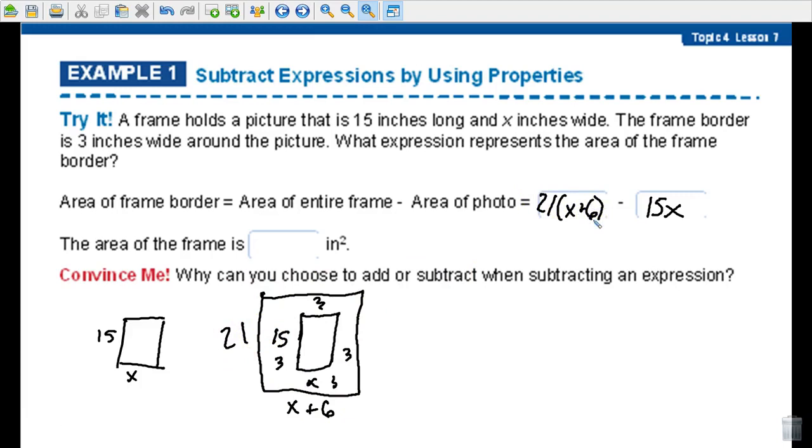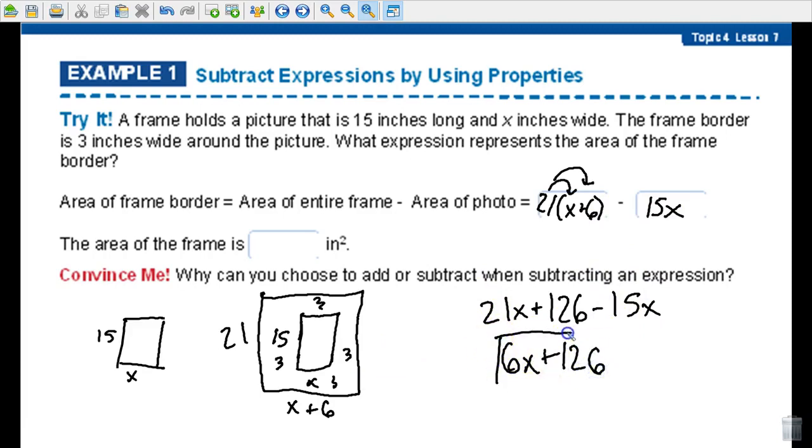Please write in the comments if you have any questions. So what I do here is I distribute this 21 to the x and the 6. 21 times x is 21x. 21 times 6 is positive 126. Then we have to subtract 15x. So my like terms are 21x and negative 15x, let's combine them to get positive 6x plus 126.